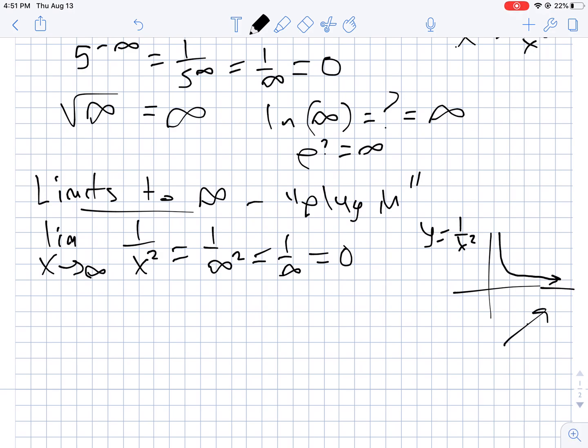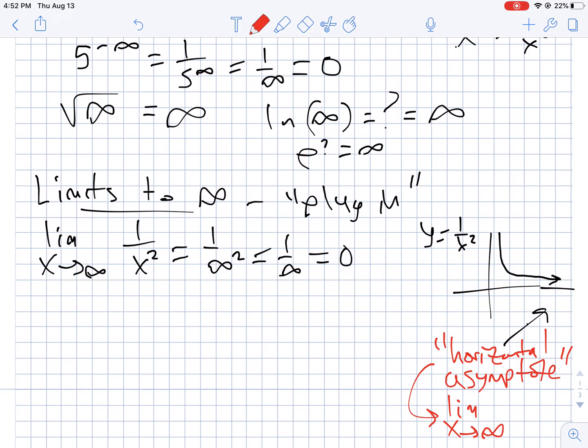If you ever see the phrase horizontal asymptote, what a horizontal asymptote is doing is a limit as x goes to infinity. These terms are interchangeable. If a problem asks about a horizontal asymptote, it's asking you to take a limit as you go to infinity. So you could say this has a horizontal asymptote at y equals 0. It approaches that dotted line, never quite gets to it in this case, but it does approach it.